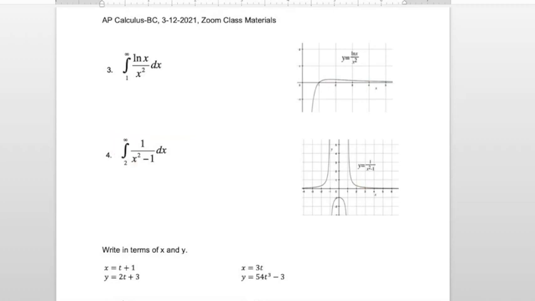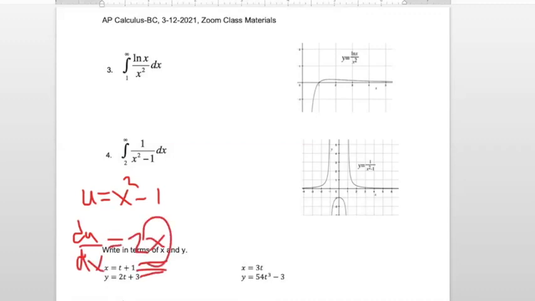Hopefully you recognize that number 3 is going to be integration by parts. I'm seeing that ln of x, and that's just crying out for integration by parts. For number 4, which I think is the easier of the two, it's partial fractions. Notice that the denominator factors to x plus 1 and x minus 1. It might be tempting to do a U sub, but if you go with u equals x squared minus 1, you're going to get du dx is 2x, and this x right here is going to cause your world to hurt.